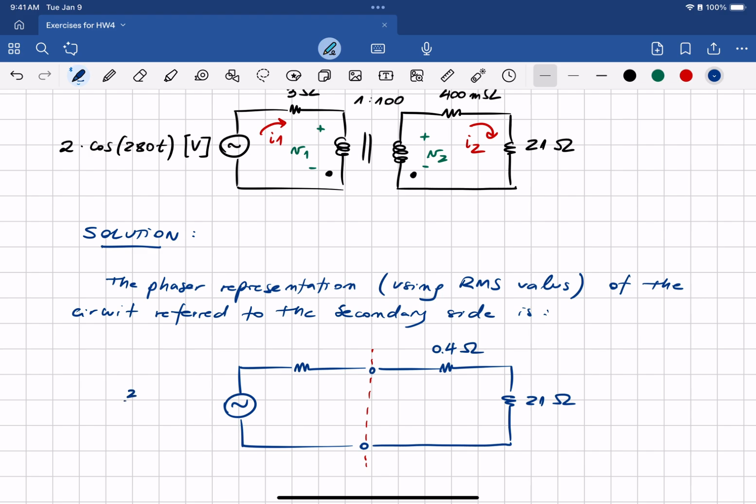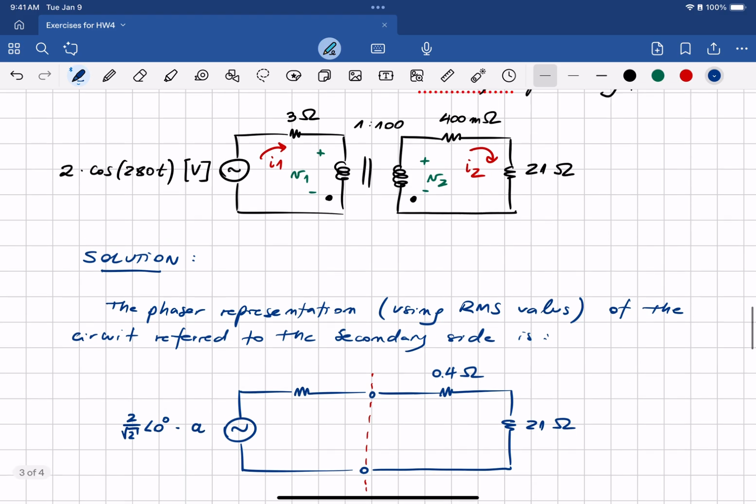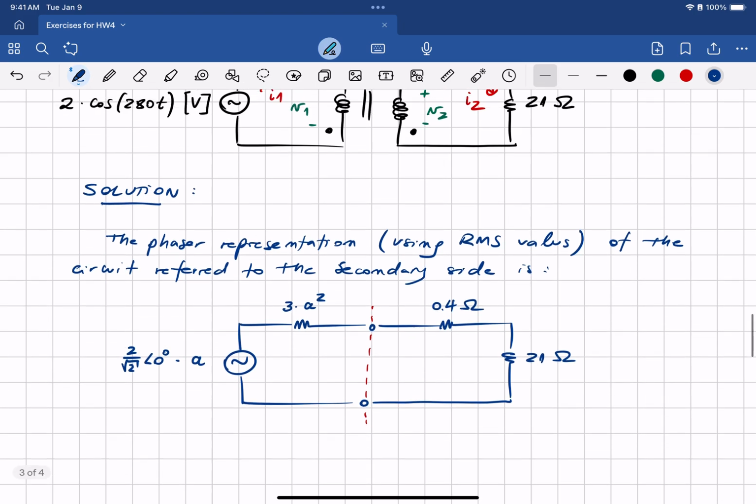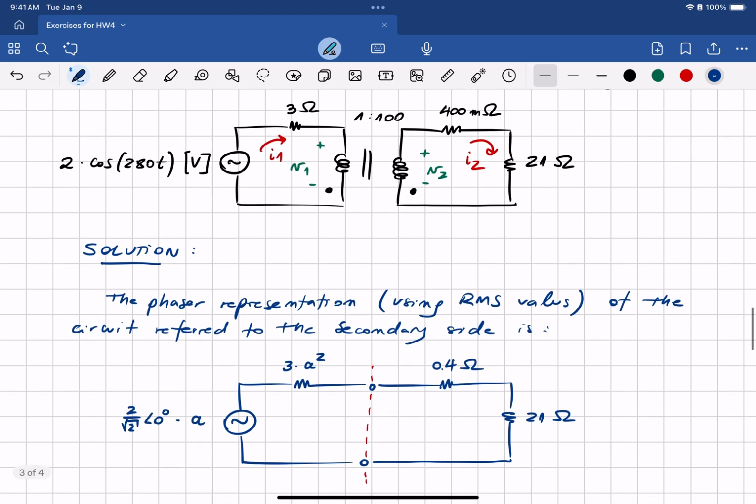First of all, let's transform this into an RMS value, so divided by the square root of 2 and times A. Why times A? Because we're moving this source from the primary side to the secondary side. How do we do that? We multiply by A. What happens with the resistor? 3 times A squared. So what is A in this case? By using the definition, 1 to A equals, in this case, 1 to 100. So A is 100.